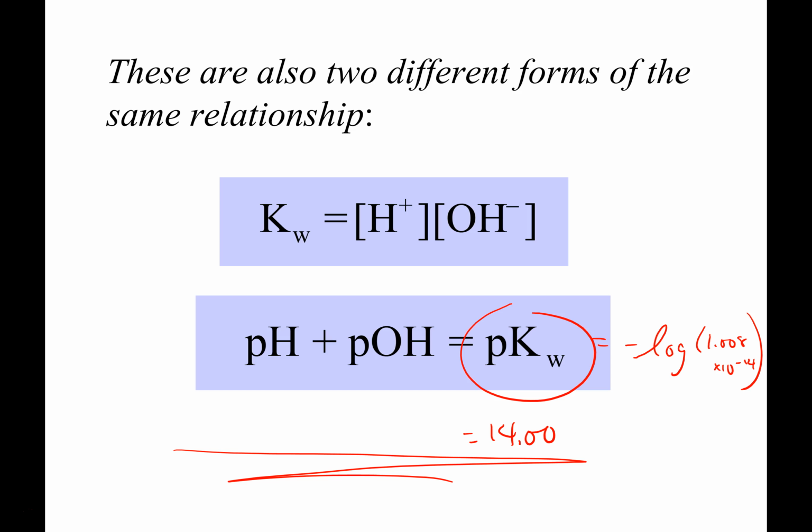pOH is equal to 6. That makes sense? Yeah. Because these added together has to give you your 14. Yep. You got it.